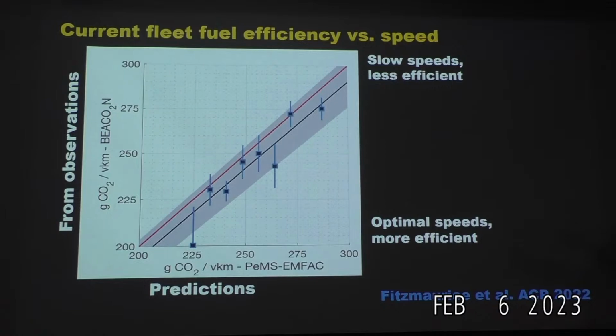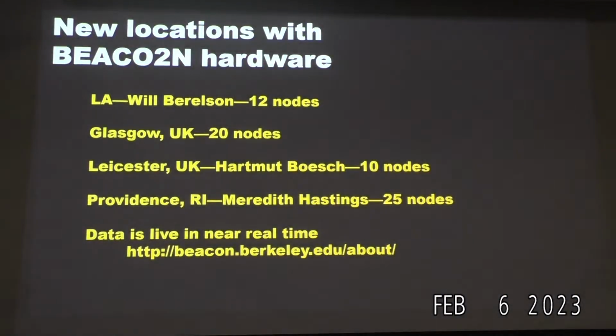And I don't think there are lots of measurements of this, of course, on a dynamometer or for an individual car. But at the fleet scale on road, I think this is the only demonstration that we have of a speed dependence, right?